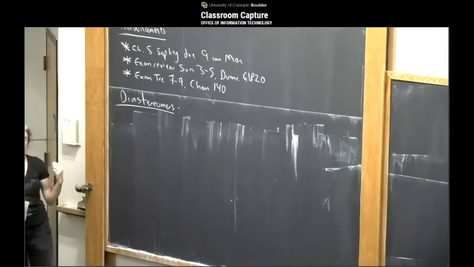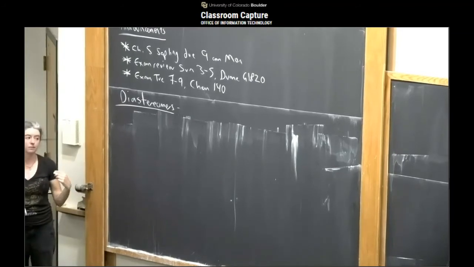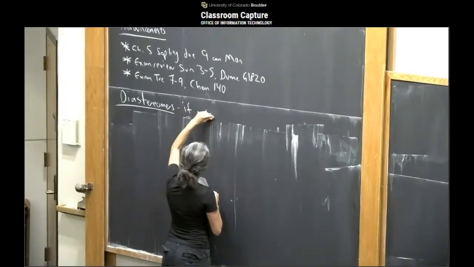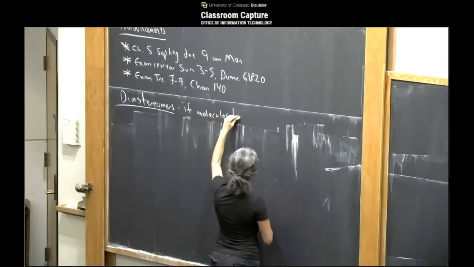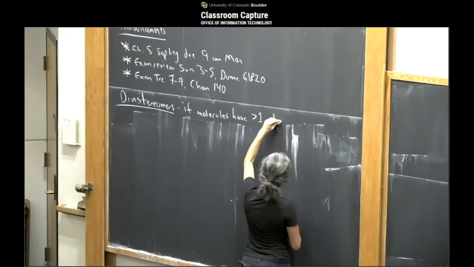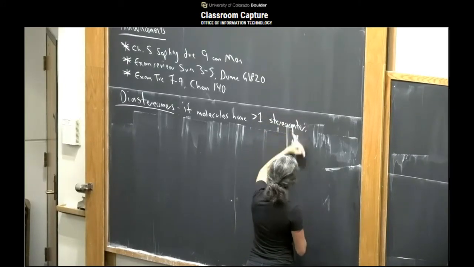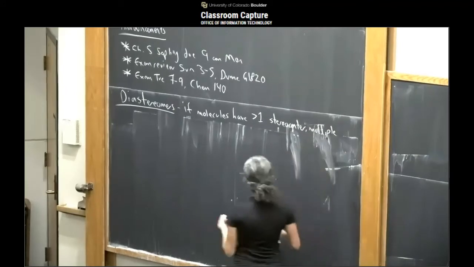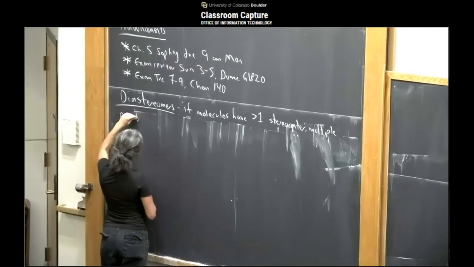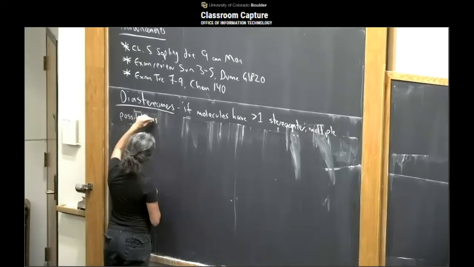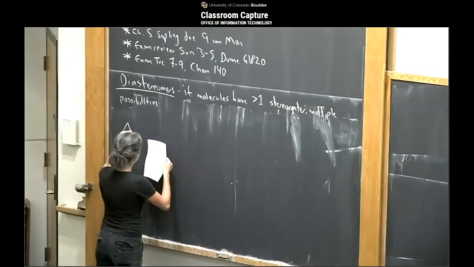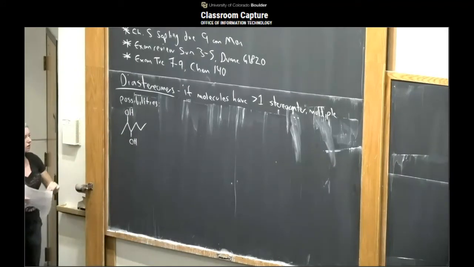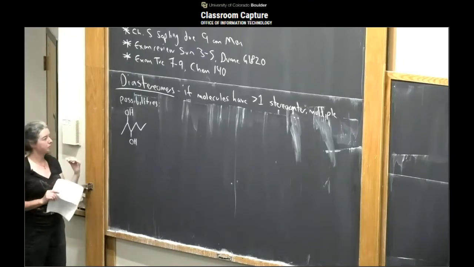So the whole idea here is that we saw a couple examples of molecules that have more than one stereocenter, more than one asymmetric carbon. So that's going to be what we're diving into today. So there are multiple possibilities for geometry. Okay, so say we have something with like an OH here, for example, and an OH here.